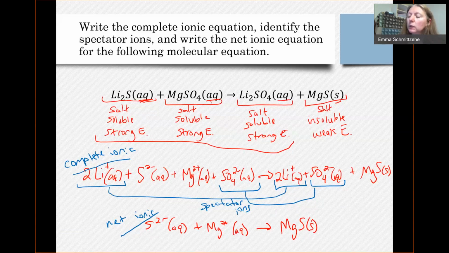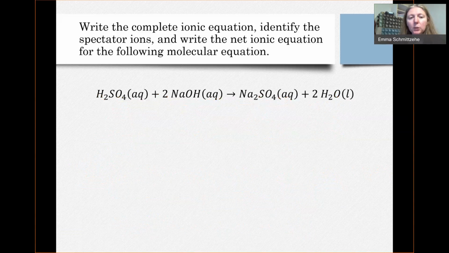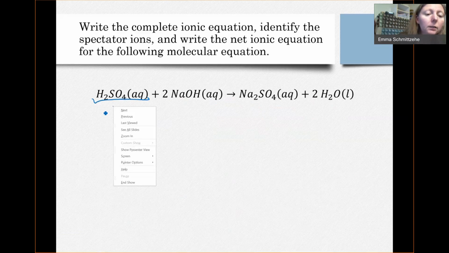Okay, so let's do another couple examples. So this next one, I want to do the same thing. Write the complete ionic equation, identify spectator ions, and write the net ionic. So just like the other one, you want to identify the strong electrolytes. The easiest way is to think about what kind of compound you have. So this first one, that's an acid. Okay, this is an acid, and you need to know if it's strong or weak.